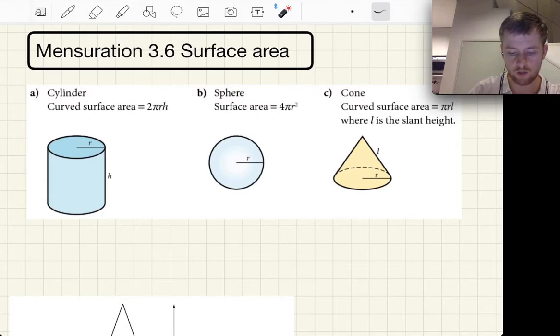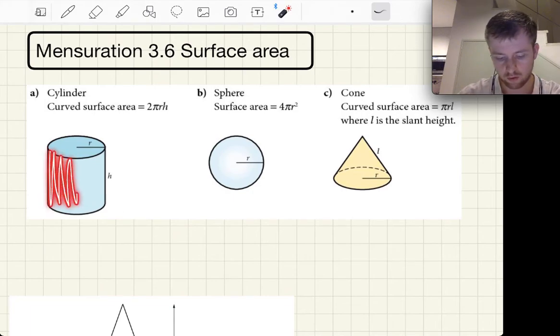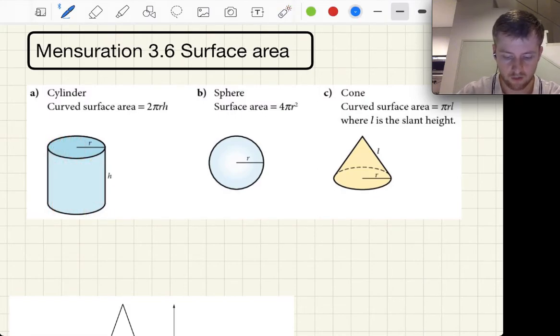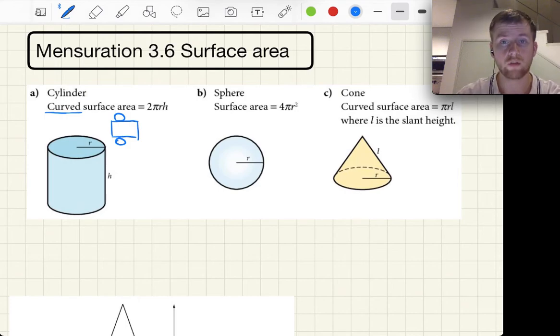So the first one is the cylinder, the surface area of a cylinder, and by surface area of course we mean all that covers it from all sides, right? The area of its surfaces. So here we see the formula for the curved surface area of a cylinder, which is not the whole surface area, right? Because if we draw a net of a cylinder, it will look something like this. This would be a piece of paper which we could fold and it would make a cylinder.